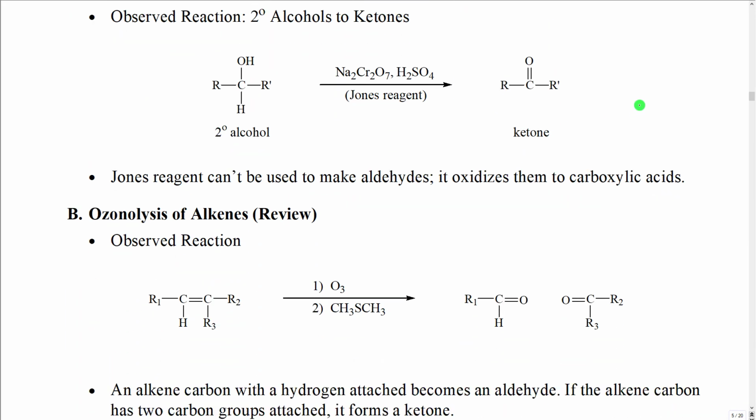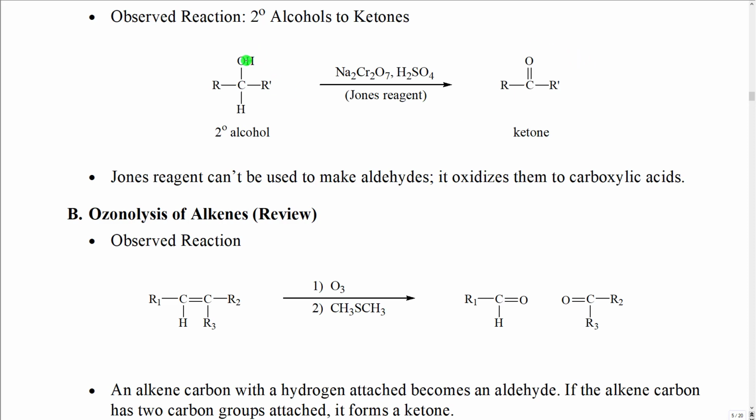In order to make ketones, we're going to need to start with a secondary alcohol because we need to have two carbon groups already attached to the carbon that would become the C double bond O carbon. In this case, we're going to use chromic acid, which we form from sodium dichromate and sulfuric acid, so Na2Cr2O7, H2SO4. This chromic acid reagent is generally called the Jones reagent, and in fact, you can just write Jones reagent in most circumstances, and most organic chemists would know exactly what you meant.